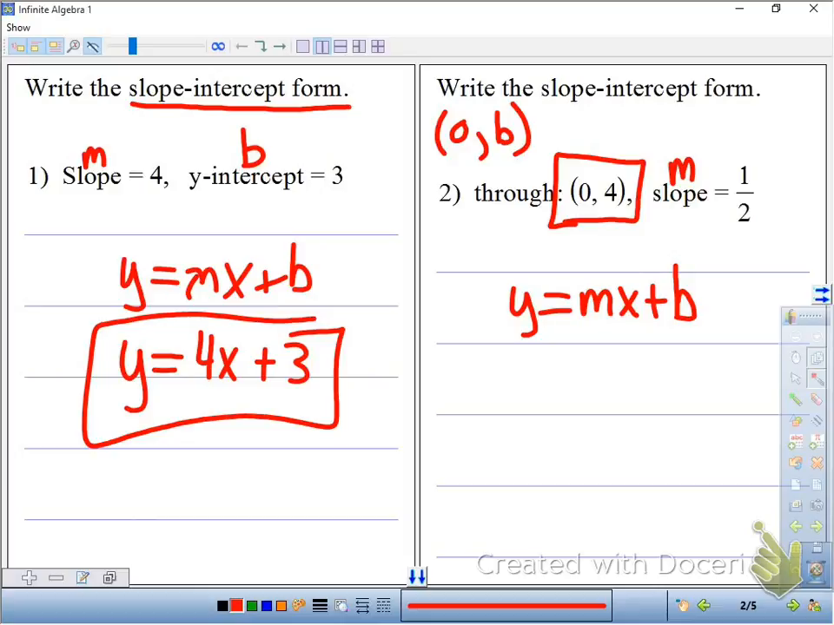So for number 2, we have our slope, which is 1/2. Since that is a y-intercept in disguise, our y-intercept would be 4. So I would be able to go ahead and write my slope-intercept form: y equals 1/2 x plus 4.